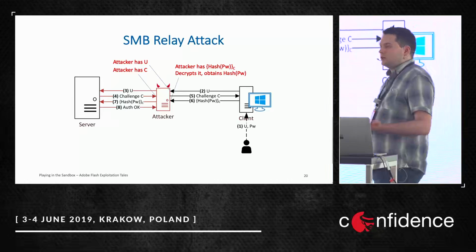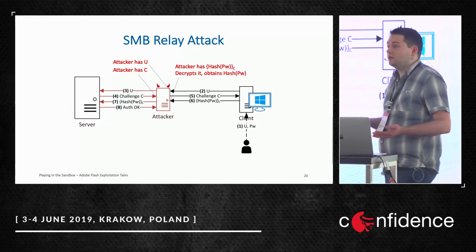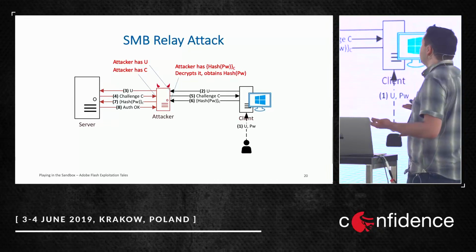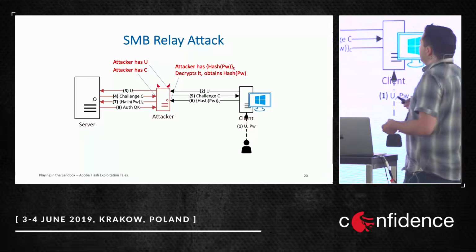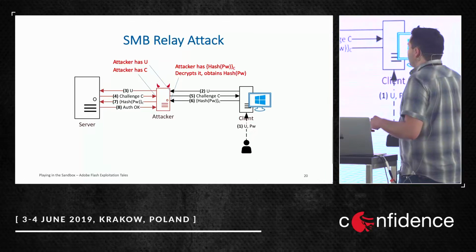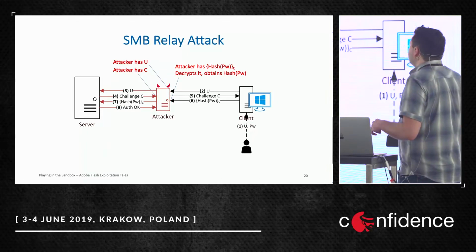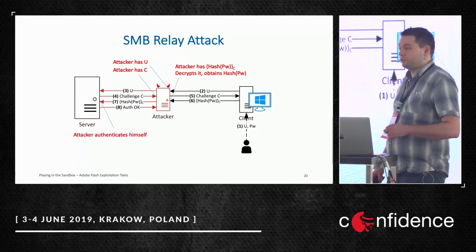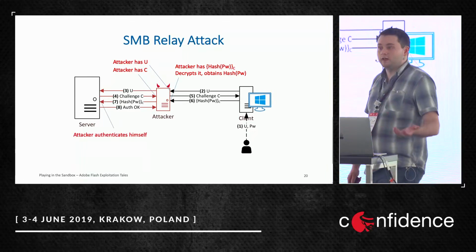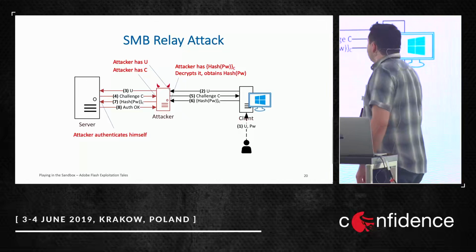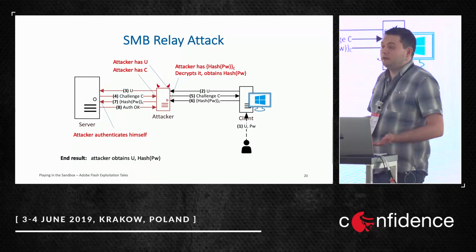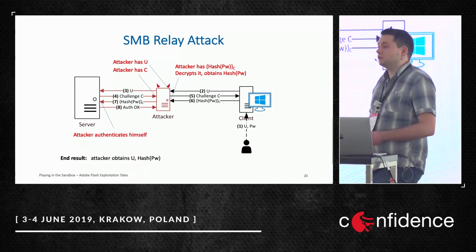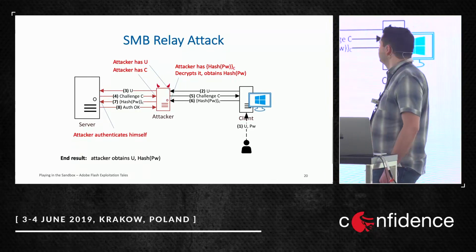Now, since the attacker already had the challenge, this means the attacker can trivially decrypt it and obtain the hash of the user password. This entire blob is then again forwarded to the server, and well, that basically means that the attacker can authenticate himself, impersonate himself as the victim. So the bottom line is the attacker actually obtains the plaintext username and a hash of the user password.